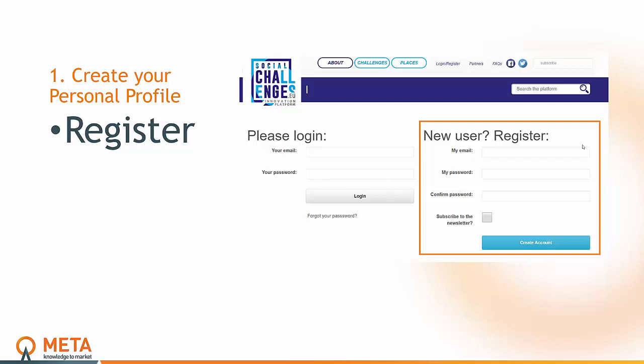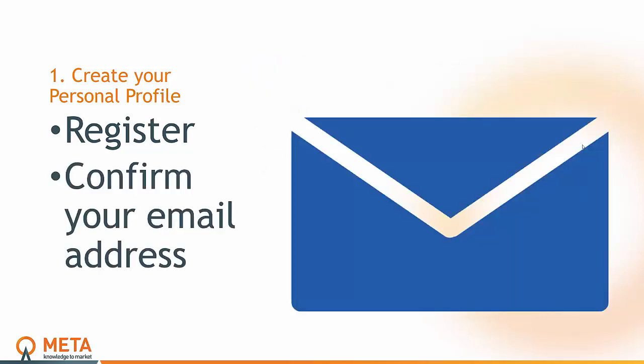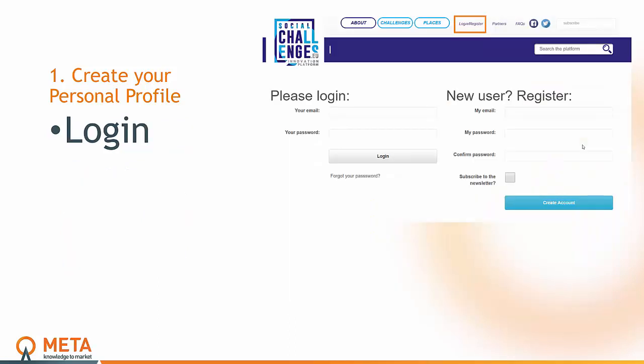Click on Create Account. What will happen next is you should receive an email where you will be asked to confirm that you do in fact own that email address. If you don't find that email, first check your spam folder. If not, then you can go back to the site and ask to resend the email. Now that you've confirmed your account, you can log in. So click on Login Register and use the form on the left. Put in your email and your password and click Login.